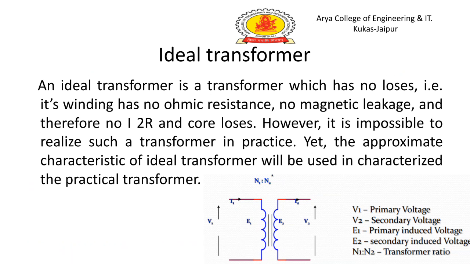An ideal transformer is a transformer which has no loss, meaning the coils are purely inductive, with no ohmic losses, no magnetic leakage, and no I square R losses. It is impossible to realize such a transformer in practice, yet the characteristics of the ideal transformer approximate the characteristics of a practical transformer.